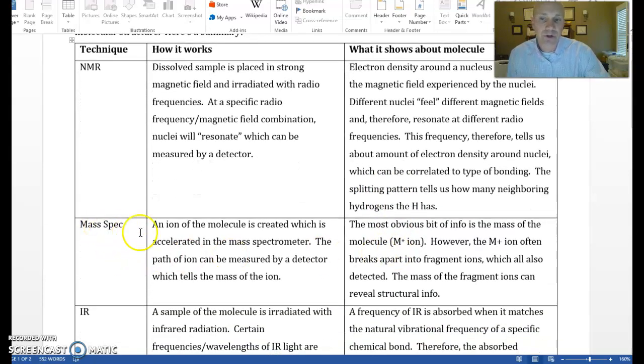We've also talked a little bit about mass spec. Mass spec essentially allows us to figure out what the mass of a molecule is. All right. Also, from a mass spec, in the procedure, a lot of times the molecules will break apart into fragments, and we can learn things about the structure of molecules by the size of those fragments.